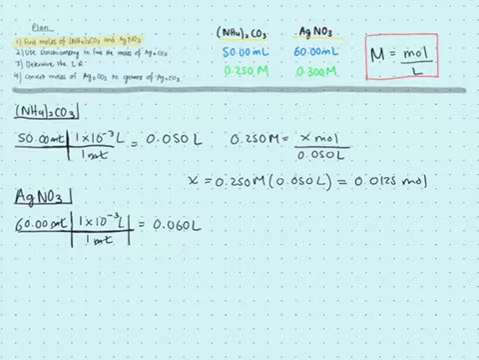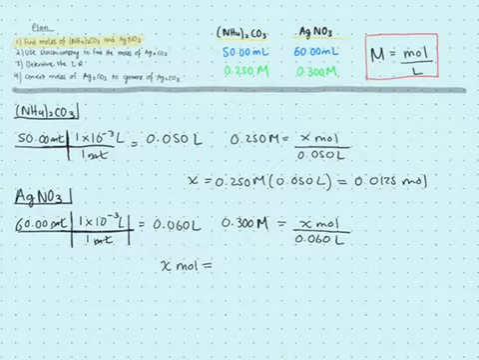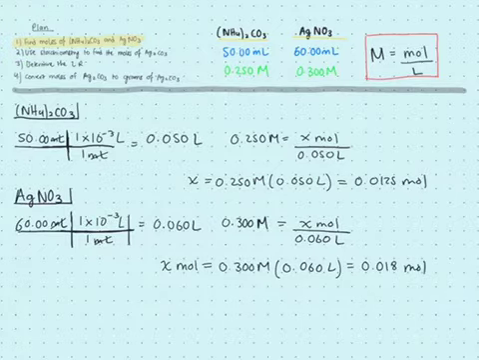So we set up the equation again. This time we have 0.300 molar is equal to X moles divided by 0.060 liters. So X moles is equal to 0.300 molar times 0.060 liters. And that's going to give us 0.018 moles of silver nitrate.